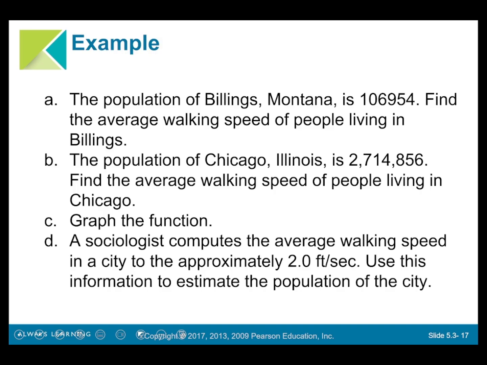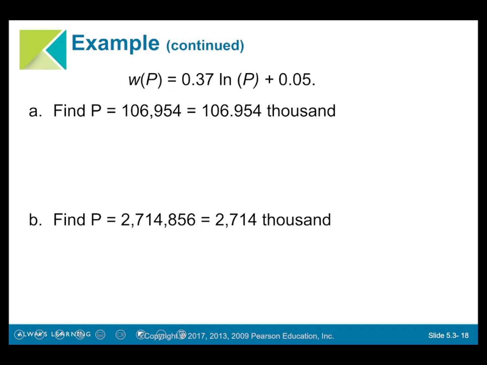Then we're going to look at the average walking speed of Chicago with 2.7 million people. We're going to graph the function. Then we're going to see if we can figure out when the average walking speed is 2 feet per second, what size population do we need? So let's work on each of these.